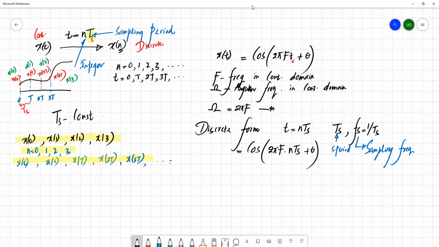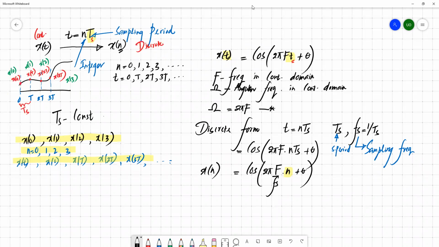Then we can rewrite this expression cos 2πF, and Ts can be replaced with 1 over Fs. So then this becomes F over Fs, n plus theta. Now this continuous signal which is mapped in the t domain is simply transformed into the n domain. See, here we have t, here we have n. So then this becomes a discrete signal x[n].